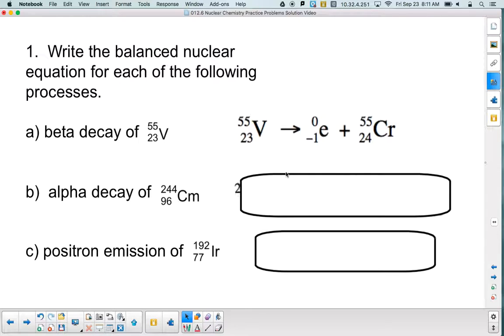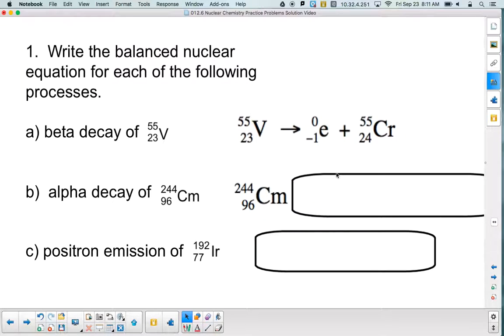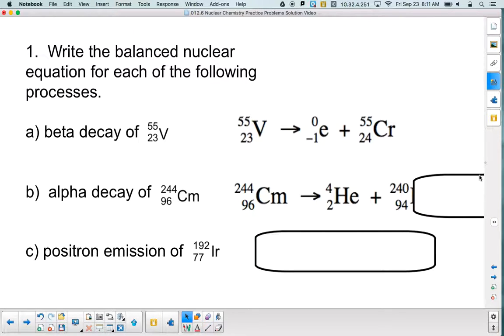The next one wants alpha decay of curium-244. Our alpha particle is a 4,2 helium. And now we just need to find our missing numbers. 244 is equal to 4 plus 240. 96 is equal to 2 plus 94. And when you look up element 94 on the periodic table, you find out that it's plutonium.